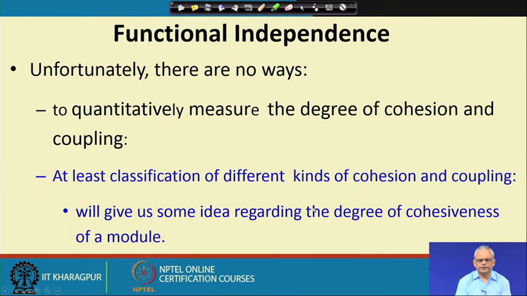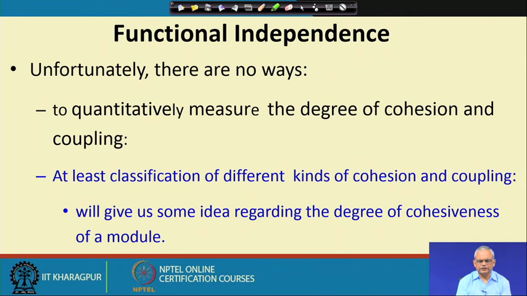But how do we measure functional independence? Even though we know that a functionally independent set of modules has high cohesion and low coupling, can we look at a design and say whether there is high cohesion and low coupling? Let us try to explore this further.